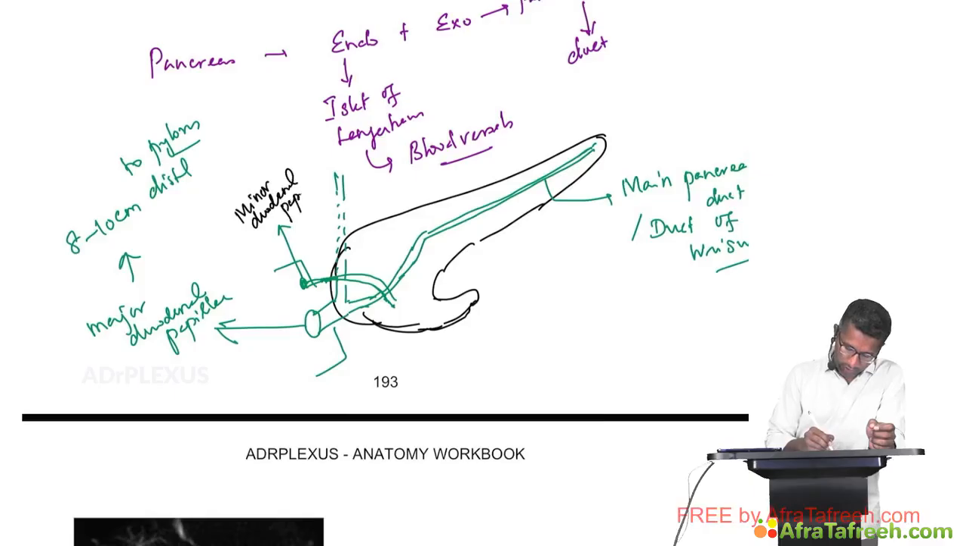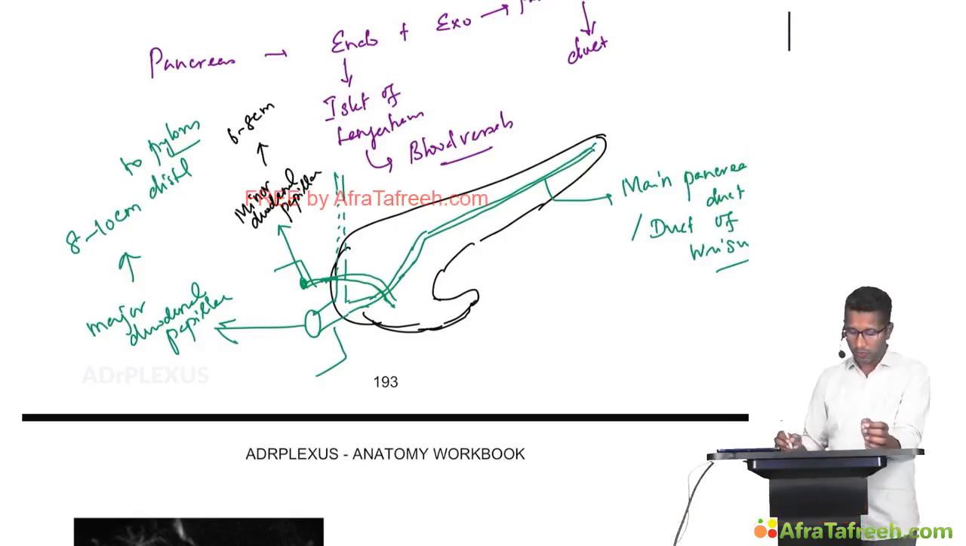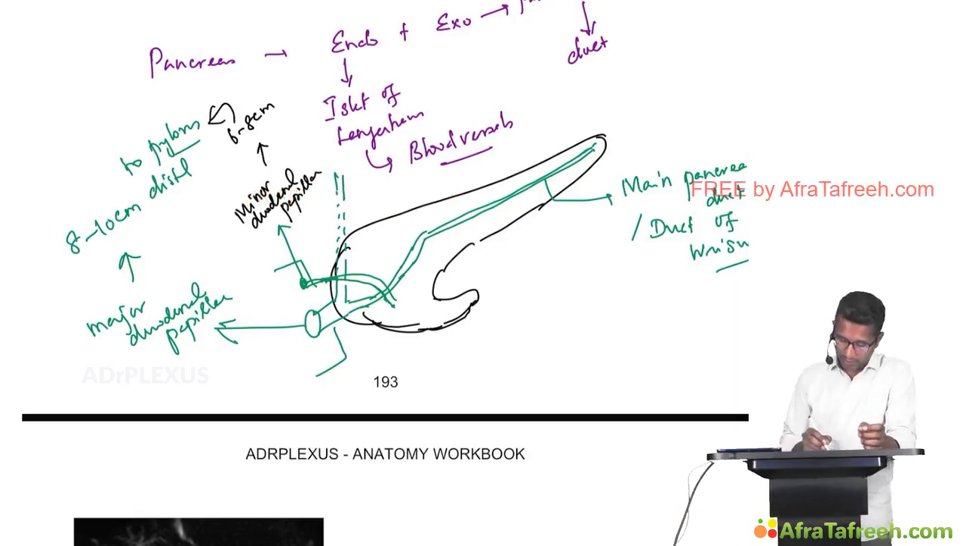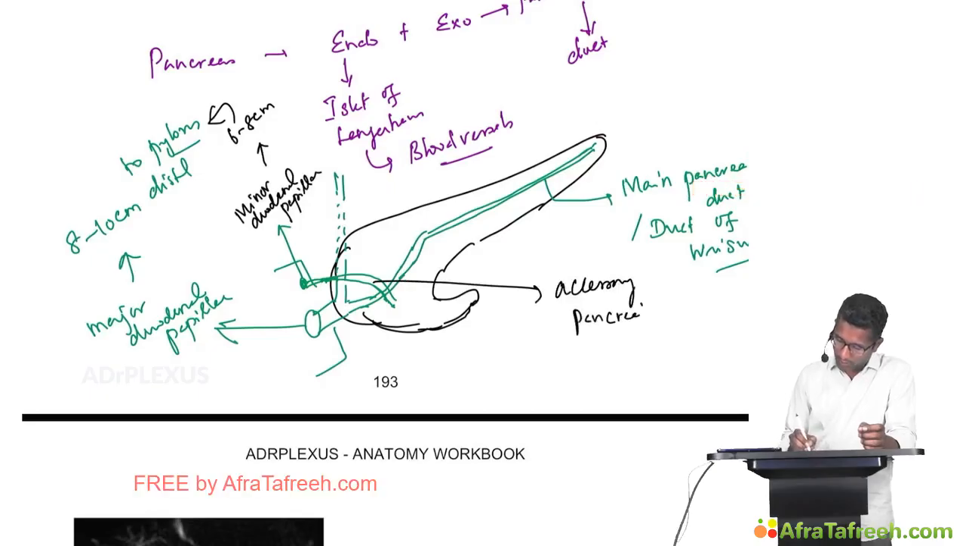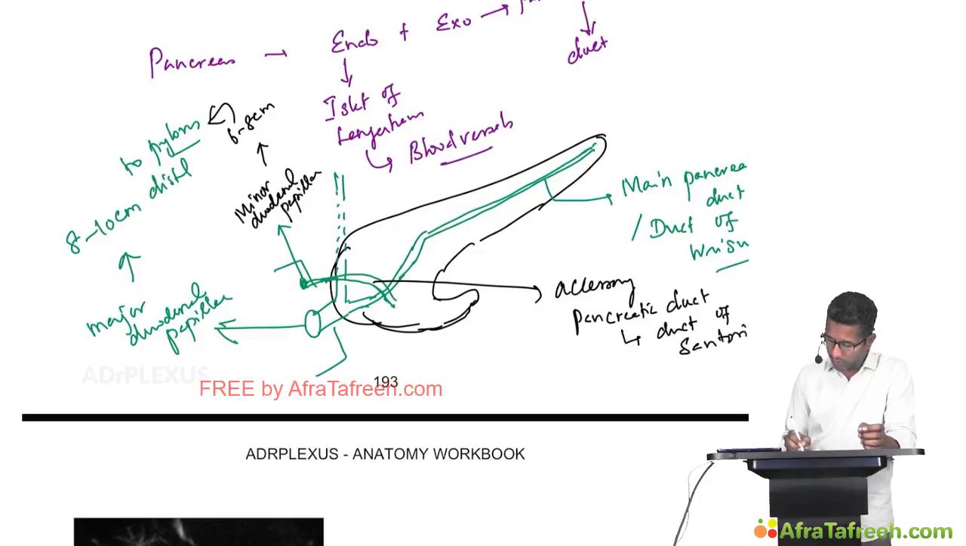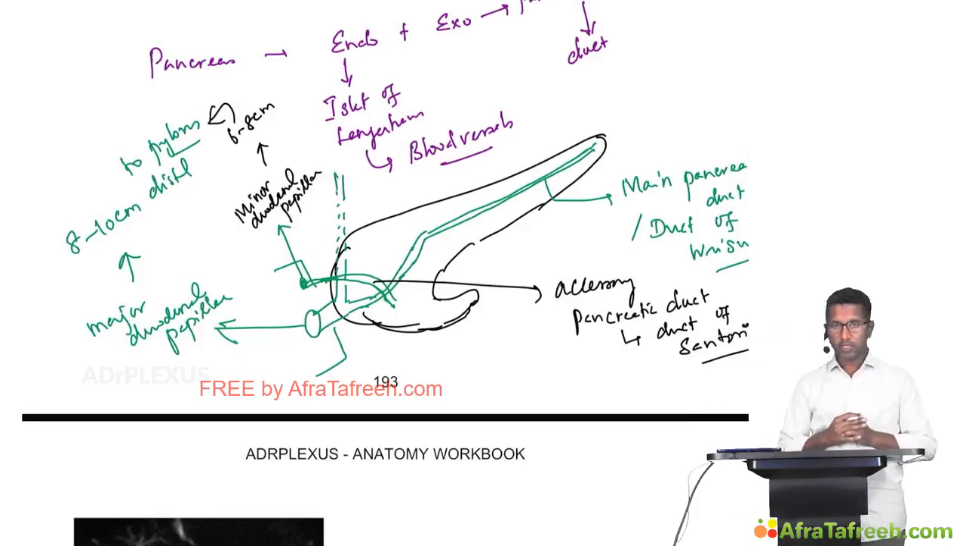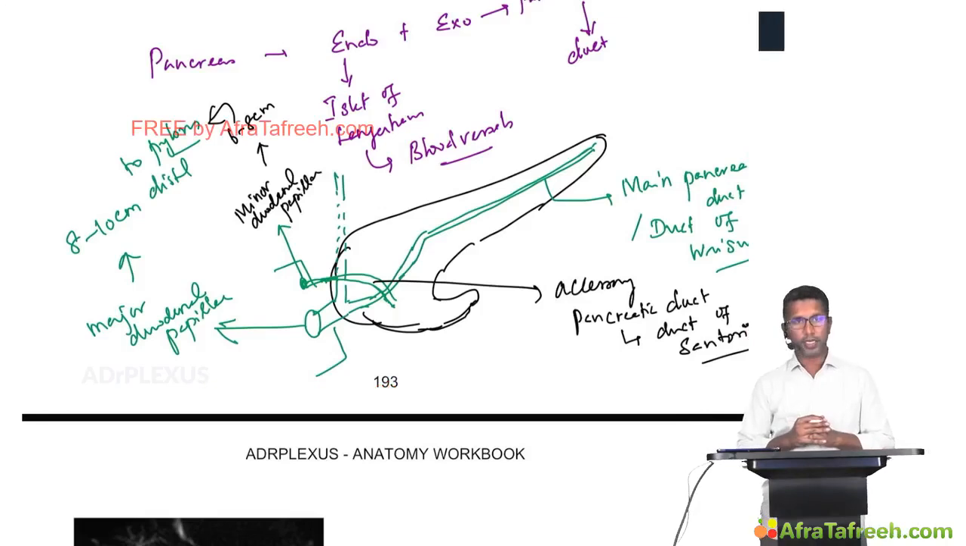This minor duodenal papilla lies at a distance of 6 to 8 centimeters distal to the pylorus. So this is an accessory pancreatic duct, and it is also called the duct of Santorini. So one is called the duct of Wirsung, another is called the duct of Santorini. One is the main pancreatic duct, another is the accessory pancreatic duct.